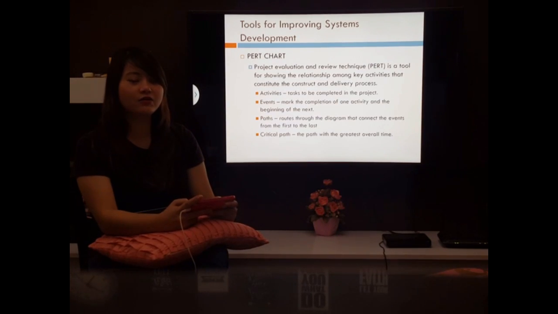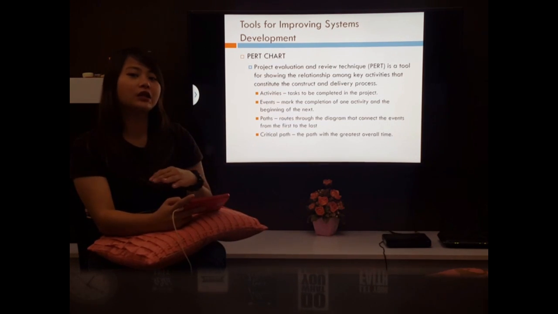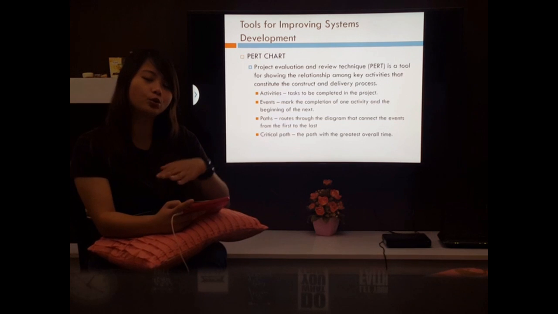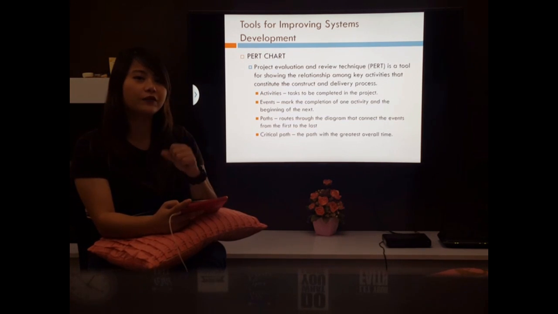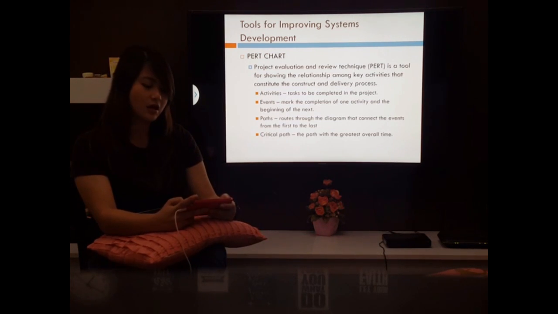Next is the PERT chart. The project evaluation and review technique is a tool for showing the relationship among the key activities that constitute the construct and delivery process. This tool involves the features of activities, events, paths, and critical paths.